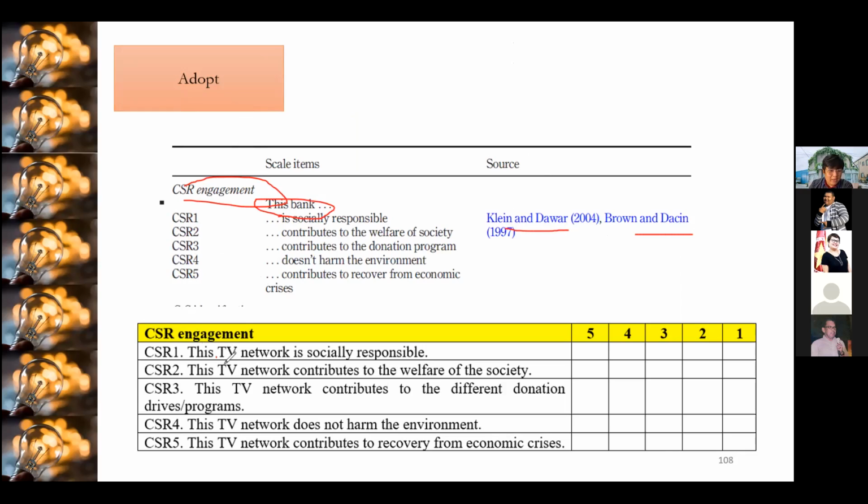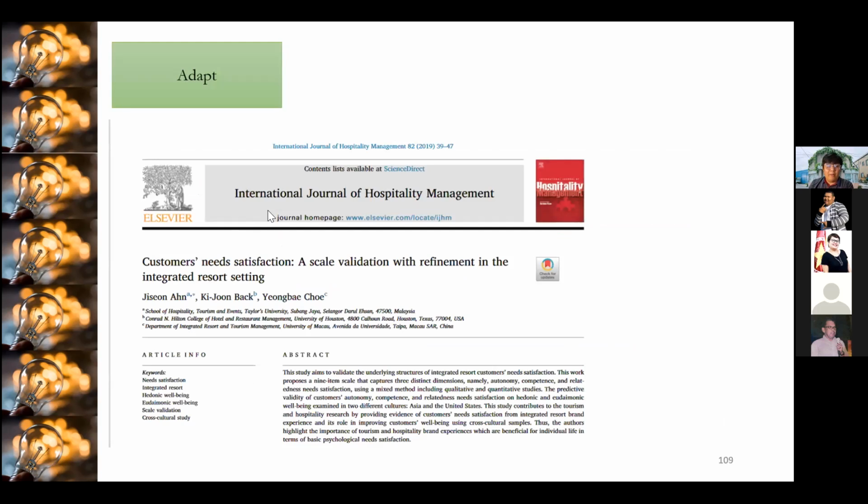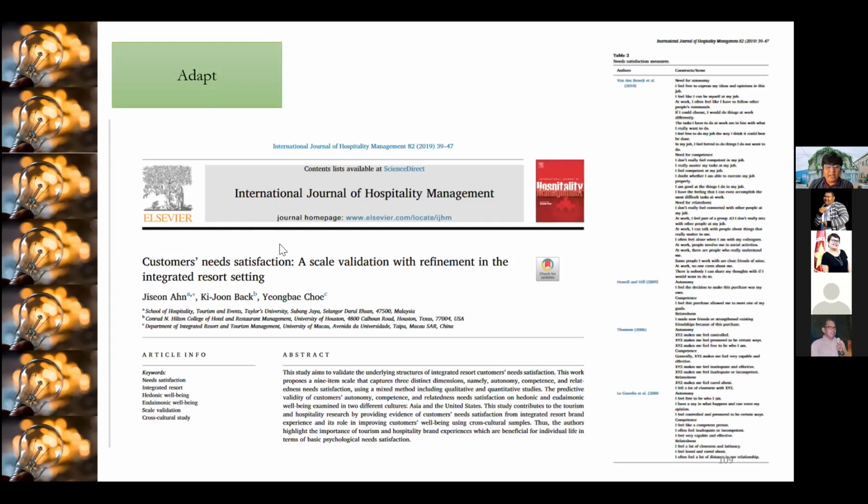Ang papalitan lang natin is yung context. So dito, let's say, ang study mo has something to do with TV network CSR engagement. Okay? So this is an example of what we call adapt with O. Okay? Then this is also an example naman ng adapt with A.